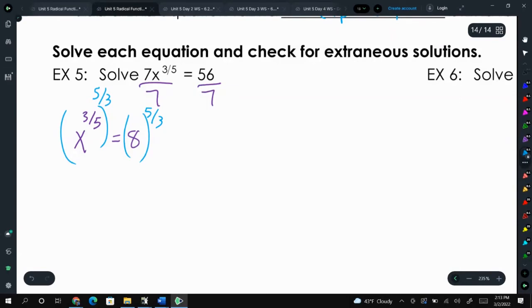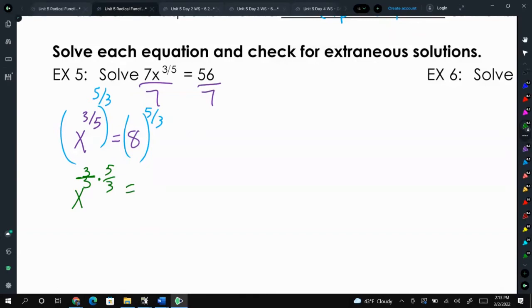The reason why we do that is because remember, if we raise a power to a power, we multiply the powers. And I'm just going to show you real quick what that looks like. You don't need to do this. We won't do this for every problem. So if we multiply the exponents, we have 3/5 times 5/3 equals 8 to the 5/3 power.